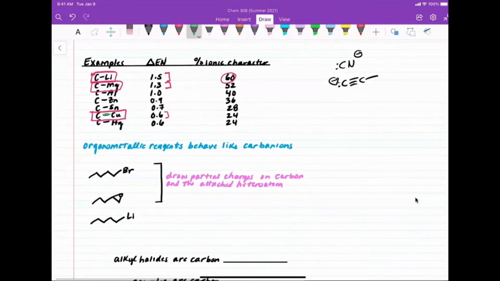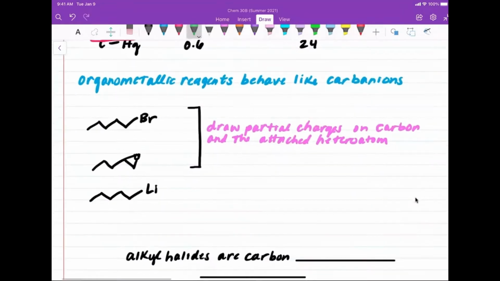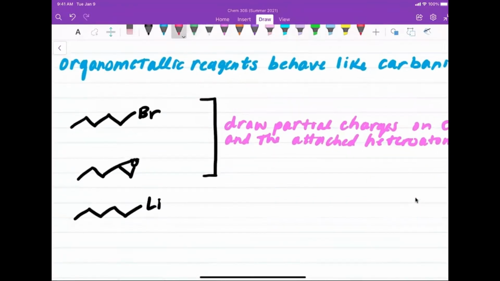Let's see. So organometallic reagents behave like carbon nucleophiles. They behave like carbon anions. That's what I was saying before. We don't draw them as anions because none of these are fully ionic according to their electronegativity differences, but they react similarly. So let's first draw the partial charges on these so we can get a sense for what the partial charges look like. Here, bromine is going to be partial minus. Here, oxygen partial minus. Here, carbon is partial minus due to the fact that lithium is partial plus. And again, that's just based on electronegativity differences.